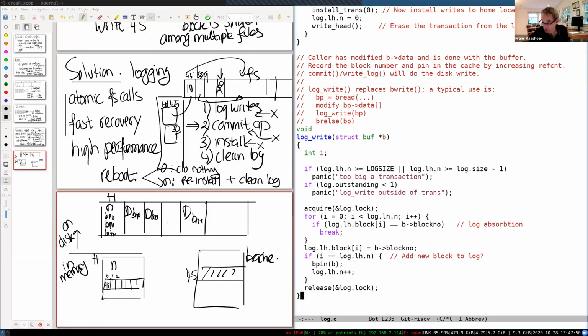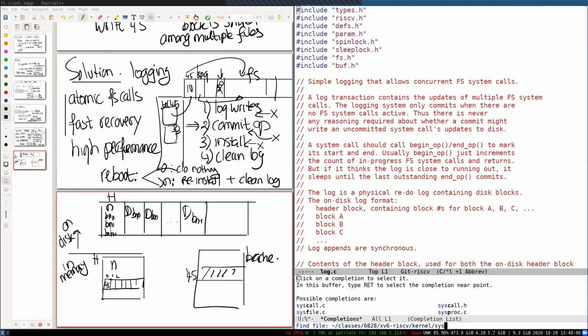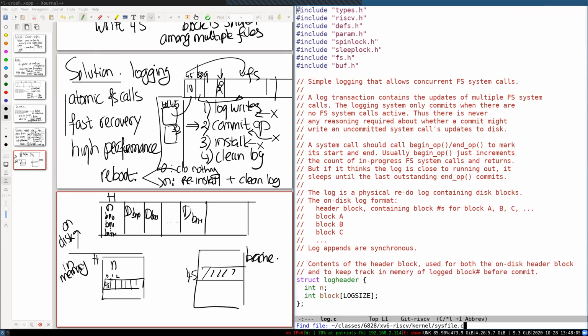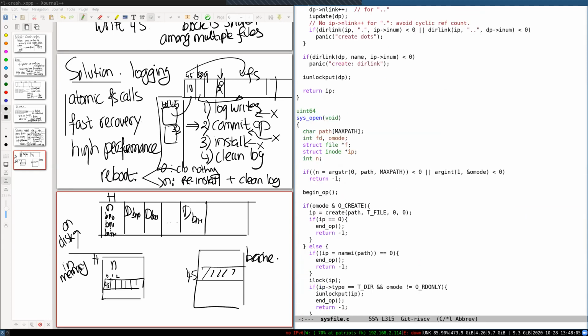Can everybody see my code? Somebody has to confirm that they're seeing the Emacs window. Yeah, we can see it. Good. Is it big enough? I think it's good. Yeah, looks good. Okay, thank you.